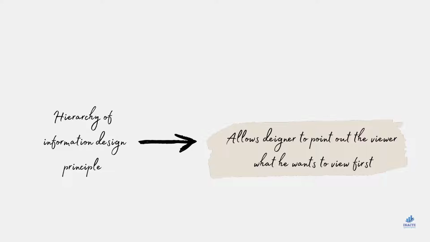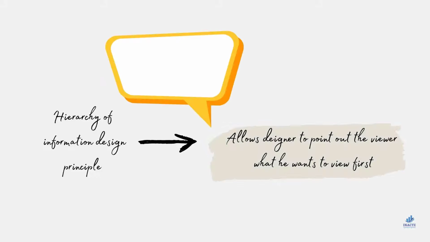to see first. In today's society, most people are in a hurry, even on the web. With the hierarchy principle, a visualizer can shout out what he thinks is most important on the page before the viewer gets bored and moves on.